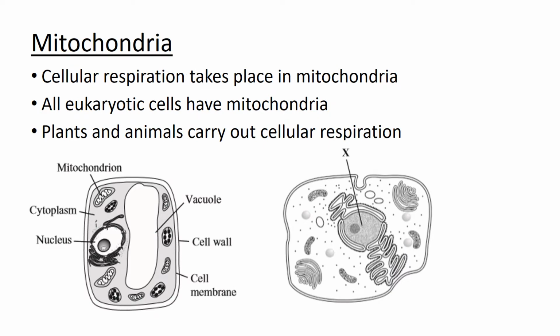Just like photosynthesis takes place in chloroplasts, an organelle found in plants, cellular respiration takes place in mitochondria. And actually, all eukaryotic cells have mitochondria. So plant cells have mitochondria, but so do animal cells. Animal cells and plant cells carry out cellular respiration.